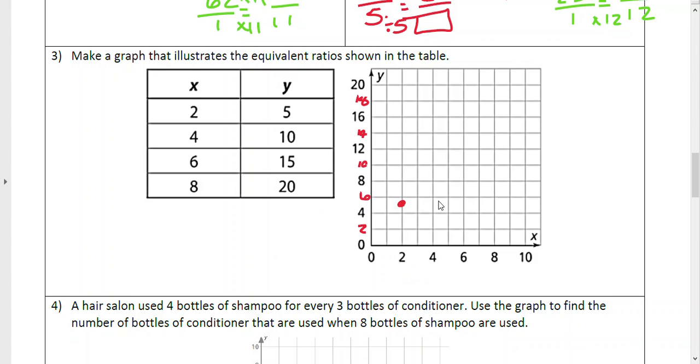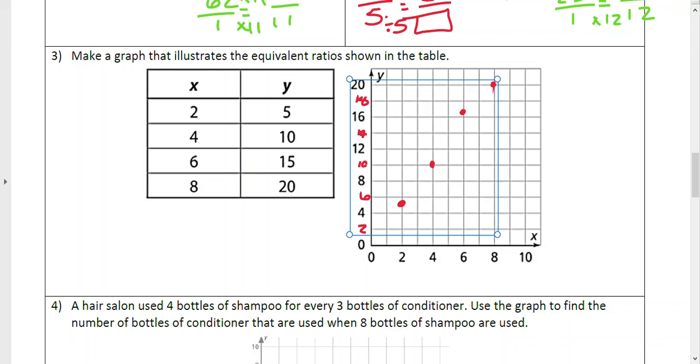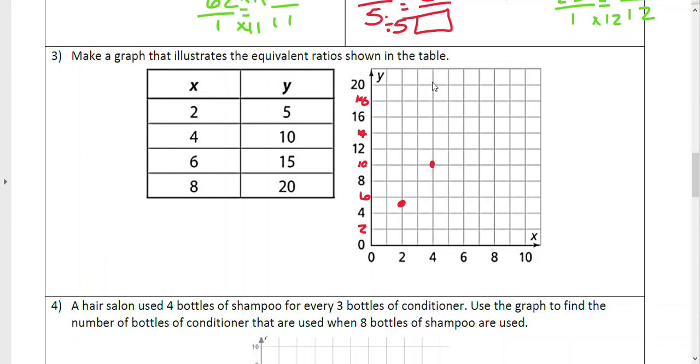And then I'm going to go to 4, 10. And then 6, 15. Somewhere in there. And then 8 to 20. And just a reminder, your line, oops, that was too high. That one right there, because it was above 16. Oops. Let me erase. There we go. So what was it, 6, 15? Can't go the whole way up to 16. Got to be a little bit below, and then I have 8, 20.